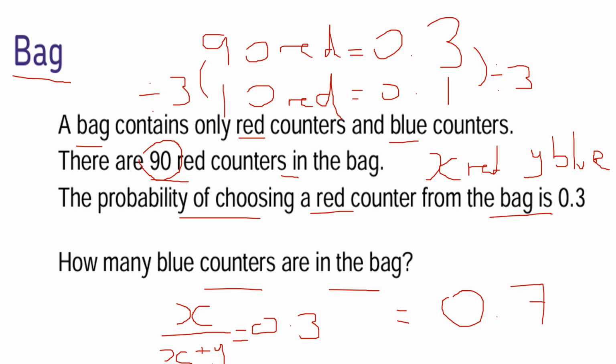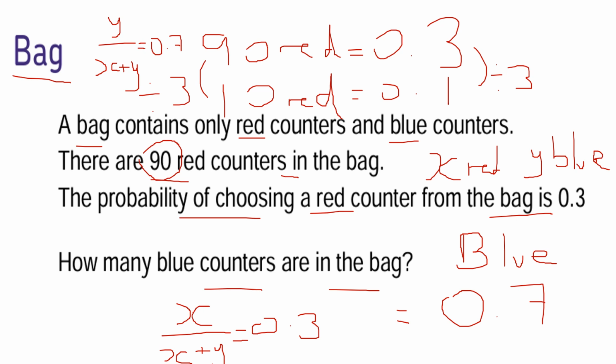So the probability of choosing a blue is 0.7. So that'll be Y over X plus Y equal to 0.7. Think of that as X red and Y blue.